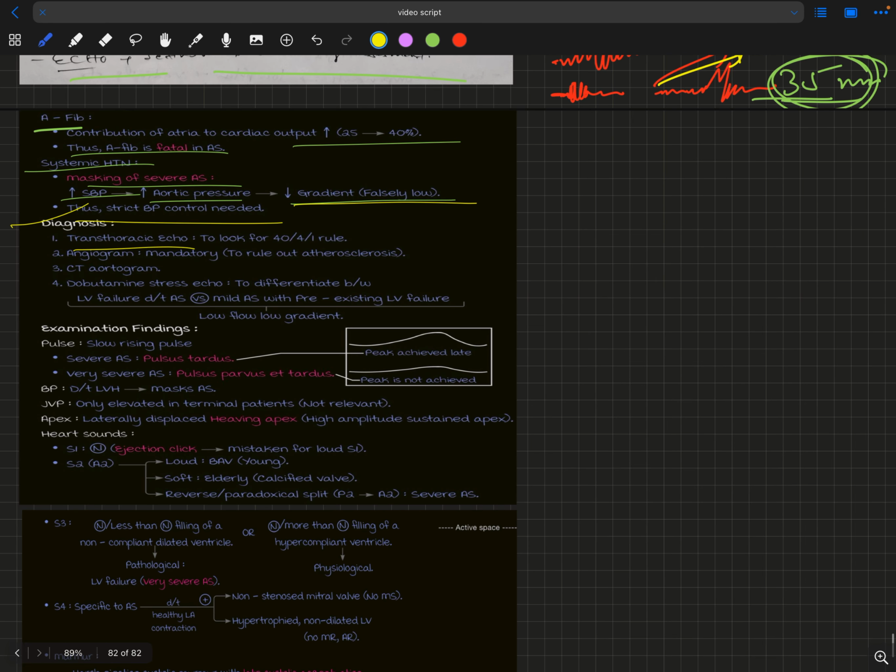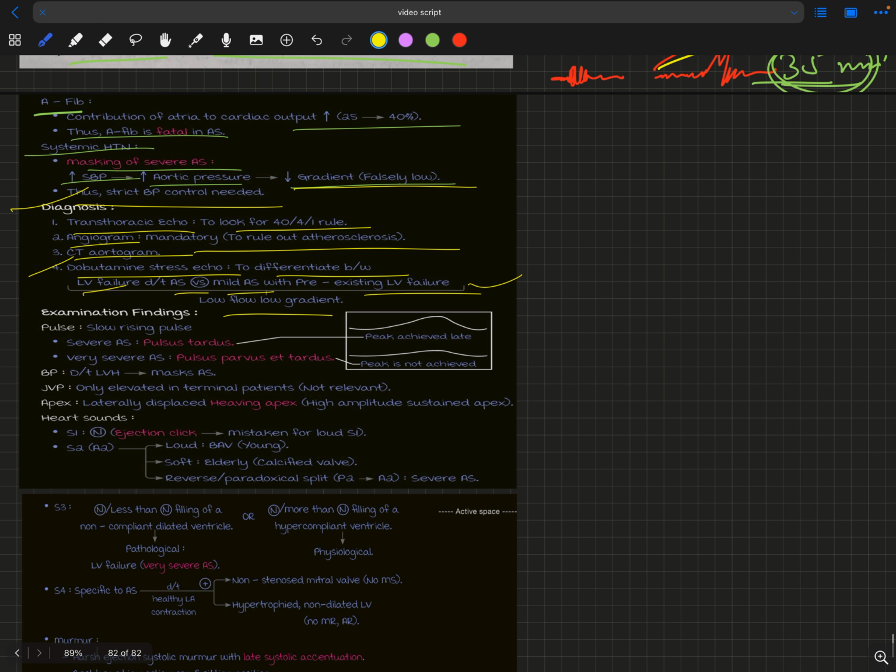Diagnosis is by transthoracic echo, look for the 40-for-1 rule, and angiogram is mandatory to rule out atherosclerosis, CT and aortogram. Dobutamine stress echo can be done to differentiate between LV failure due to aortic stenosis versus mild aortic stenosis with pre-existing LV failure. Low flow, low gradient.